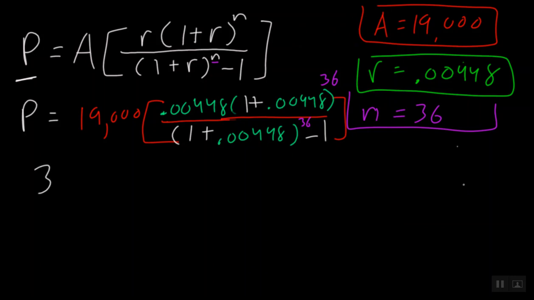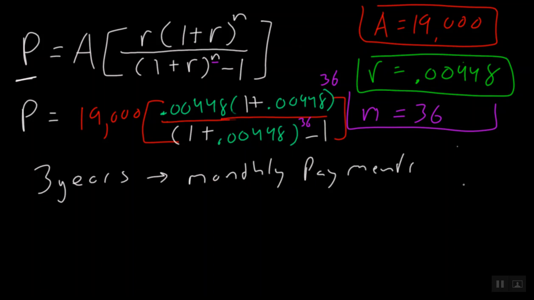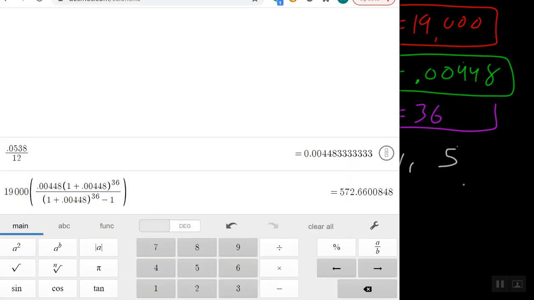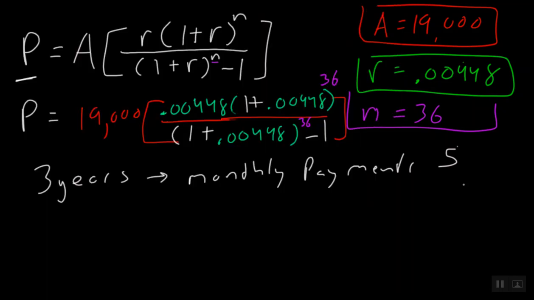Alright, so keep this here, but let's just say this. For 3 years, our monthly payments are going to be, I think it was 572.66. Y'all have to forgive me for my dawdling here. $572.66. Now this is how much you're going to have to pay per month for 3 whole years.